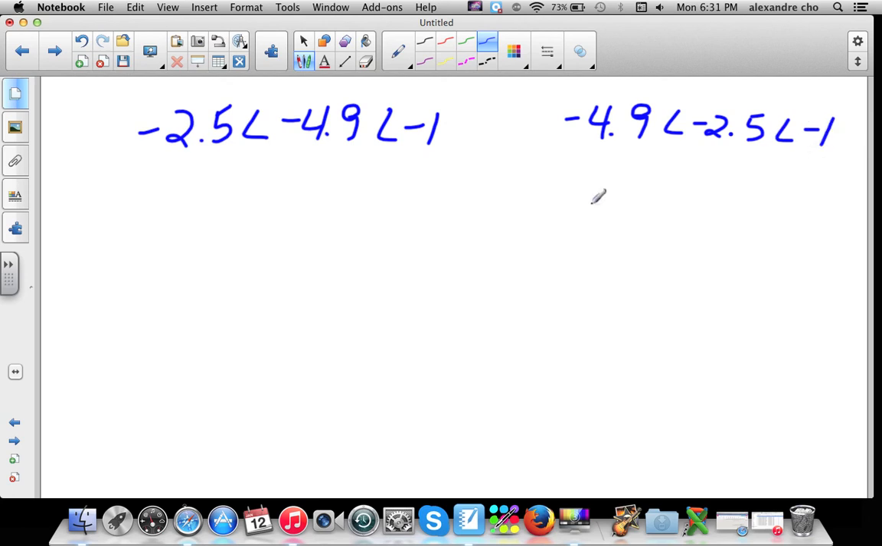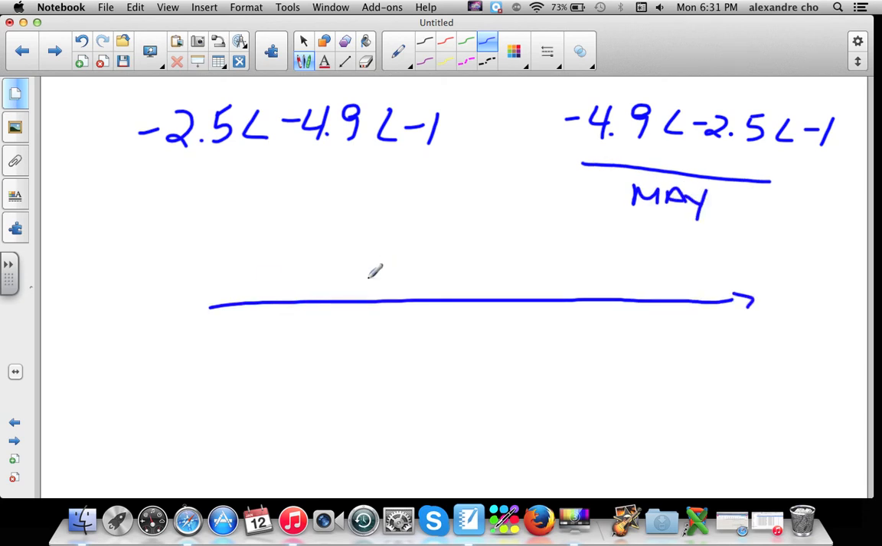Okay, you want to know who's correct? Well, May is correct. How do I know? Well, the easiest way to find out, guys, is to actually plot those three numbers on the number line. Okay, let's make that 0, negative 1, negative 2, negative 3, negative 4, negative 5. Okay, let me label all of them.